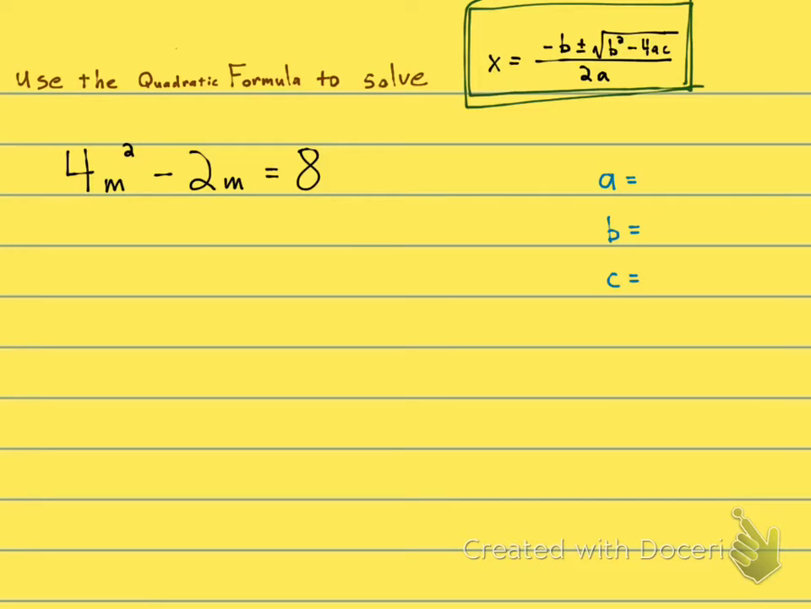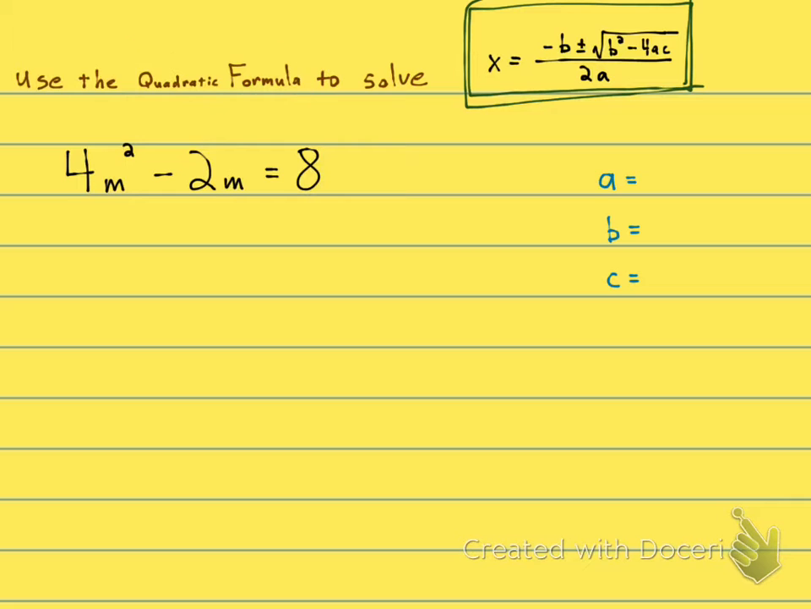Okay, let's use the quadratic formula to solve this equation right here. So this is a quadratic equation. It's squared and it has an equal sign. And the quadratic formula is over here to the right. What it's saying is that if your quadratic equation is set equal to 0, you can find your three coefficients, a, b, and c, and you could just plug them in and then use your calculator to solve this.